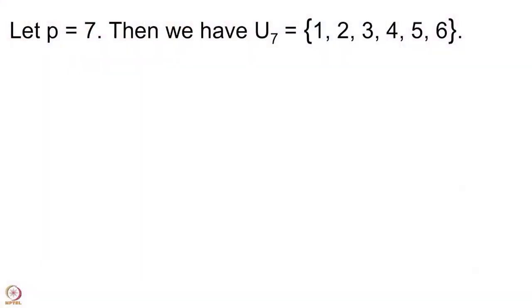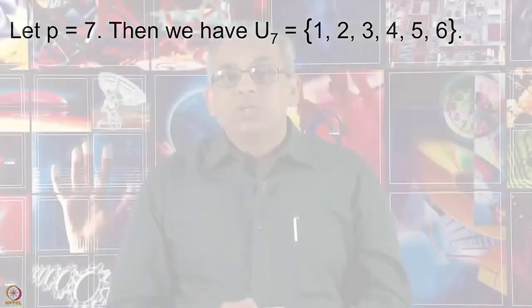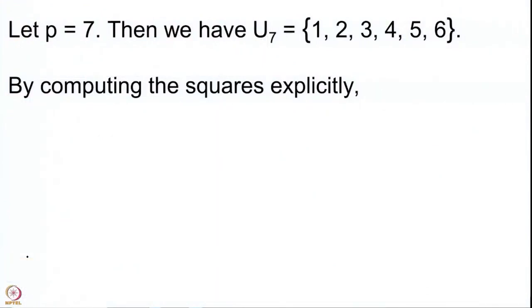So, let us do some computation of Legendre symbols. Let p be 7, and suppose we want to compute a by 7. We have that U_7 is 1, 2, 3, 4, 5, 6. The invertible elements modulo 7 are exactly 1, 2, 3, 4, 5, 6. Among these, we have computed the squares explicitly, and let us just do it once again. So 1 will give you 1 as the square, and 6 also gives you 1. 2 will give you the square 4, and minus 2, which is 5, will also give you the square 4, because 5 squared is 25, which is 4 modulo 7. And 3 as well as 4 will give you the square to be 2.